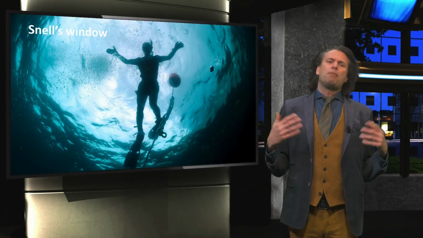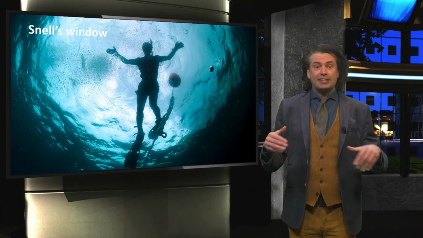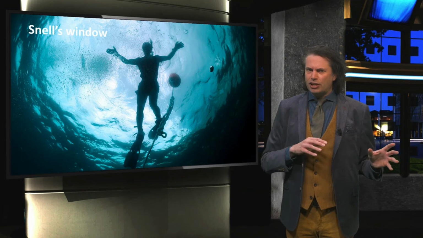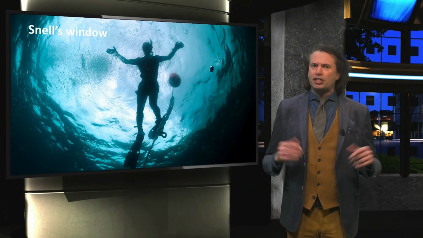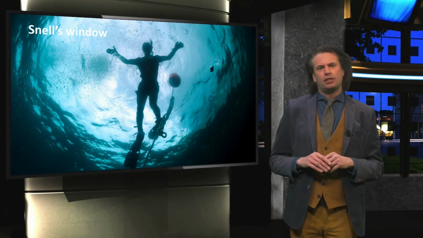Snell's window is an example of total internal reflection. Total internal reflection has important implications in photovoltaics, as materials and geometries can be chosen such that the absorbed intensity in a device is maximized.